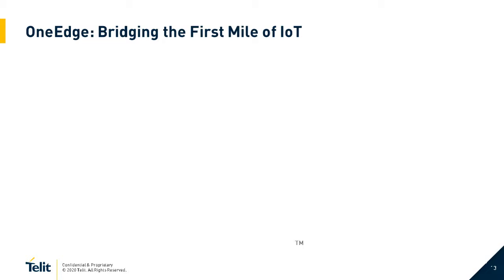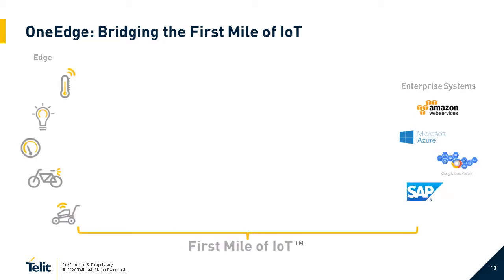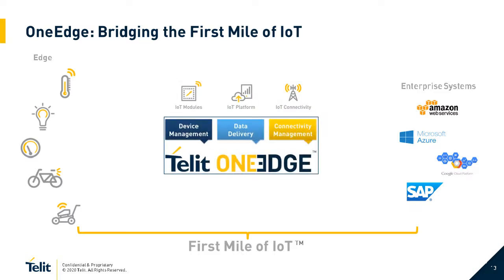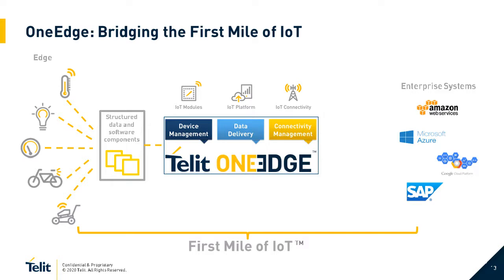So when we talk about the bridge, again, this is another way to look at the same story. I have my devices on the left, I have my enterprise systems on the right, and then I have Telit in between. We bring in that data in a structured format. We do the device management, the data delivery, the connectivity management, and then we go and feed it into the cloud system so that you can integrate into the rest of your applications.